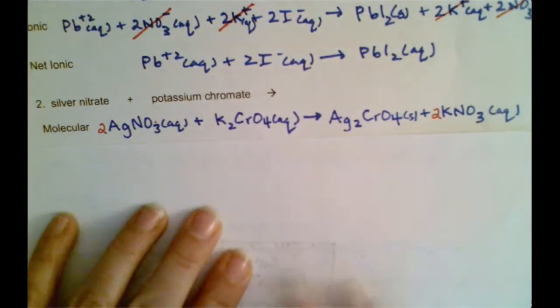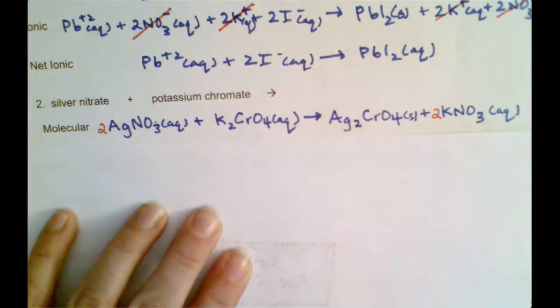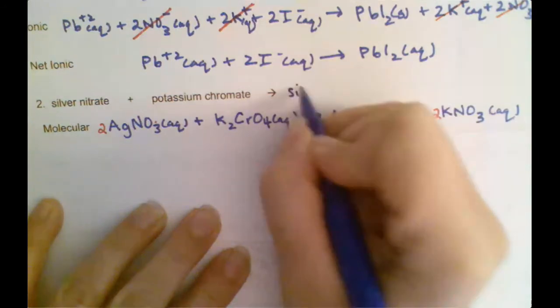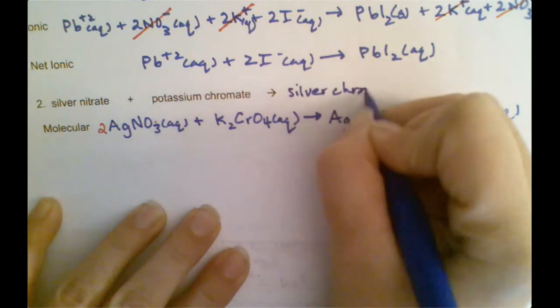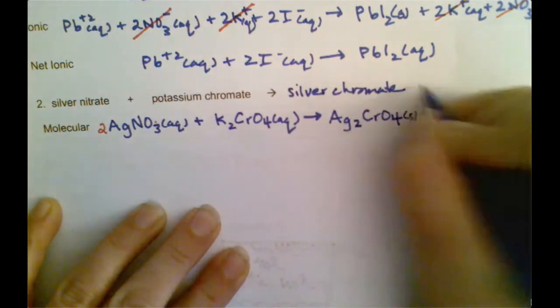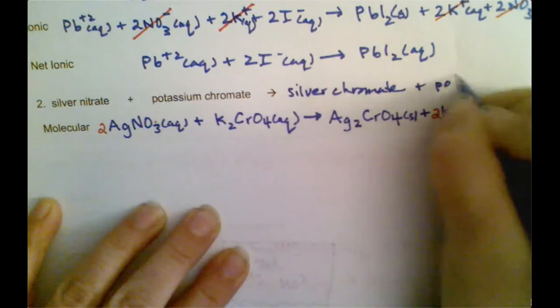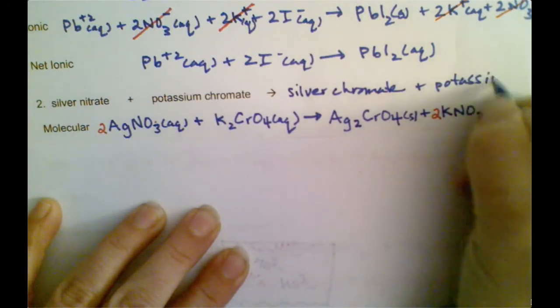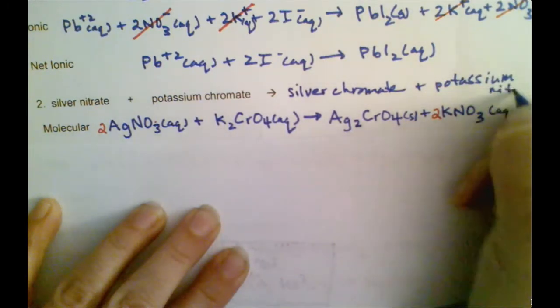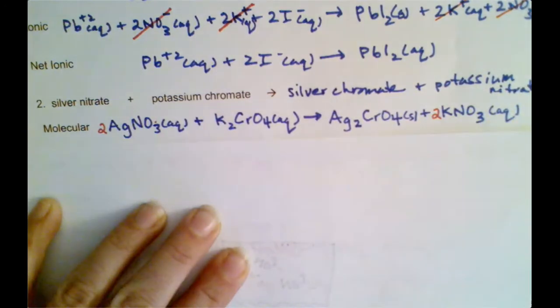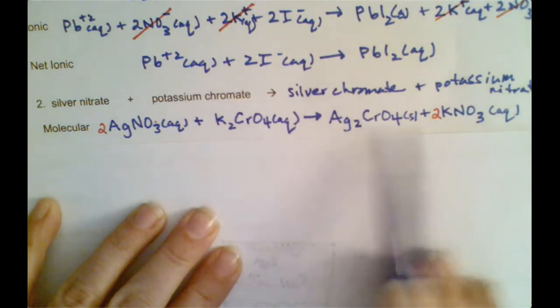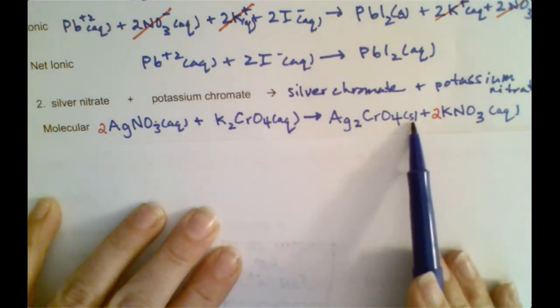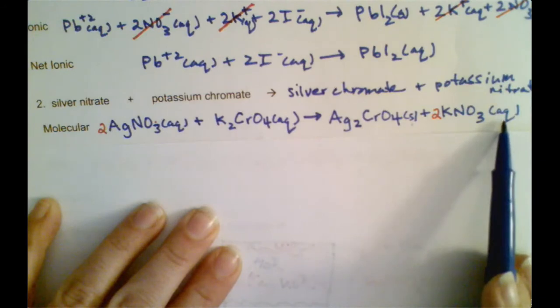Okay, now that we're back, we know that silver chromate is our solid, and we're going to just write that out to finish our word equation here. Silver chromate plus potassium nitrate. What I've done is I've gone ahead and balanced this equation. Remember that the one that is a solid, I put an (s) for solid. I leave the other product as aqueous.